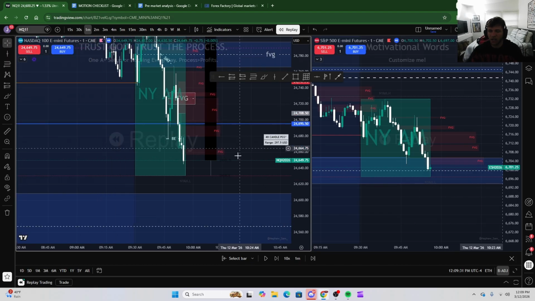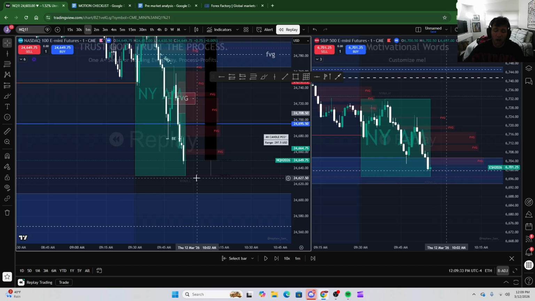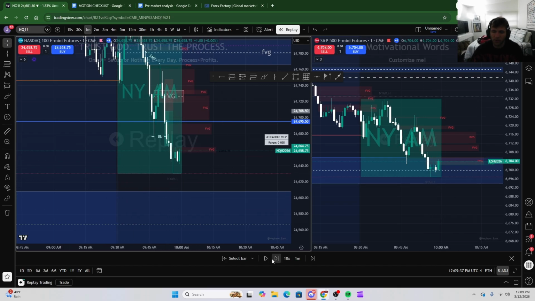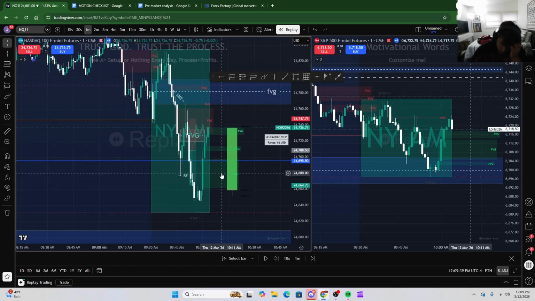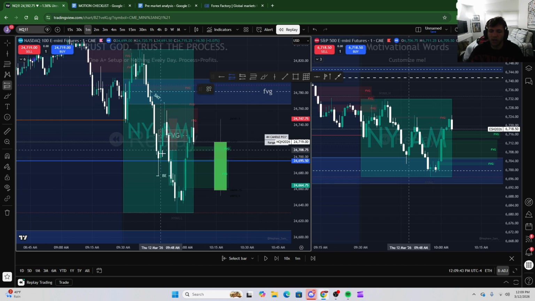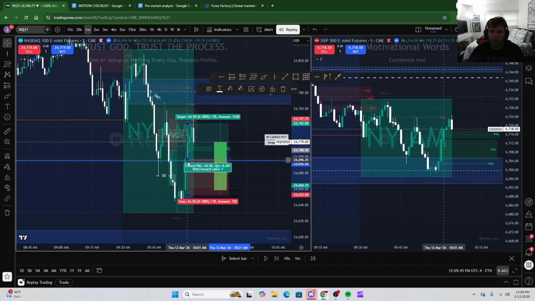And then, like I said, at 10 a.m., I got off here, but I said at 10 a.m. I wouldn't be surprised if we tap this gap on NQ and then we get longs. So as you can see, we miss the gap on NQ, but we do end up reversing. Here's the 10 a.m. candle.